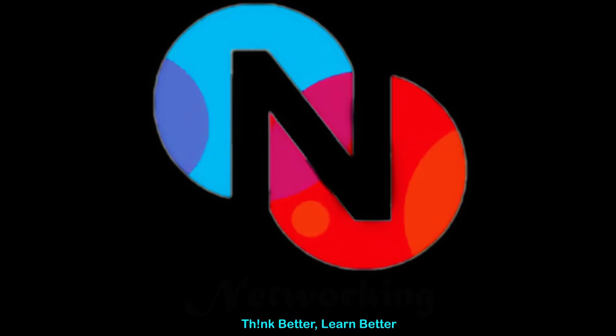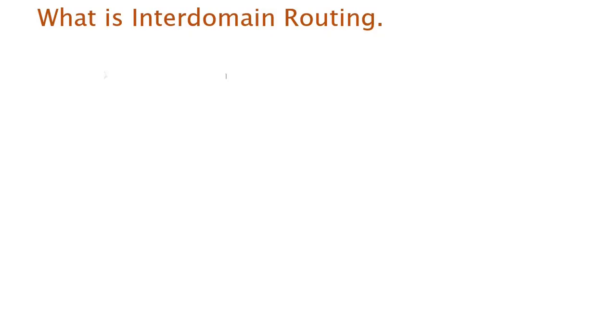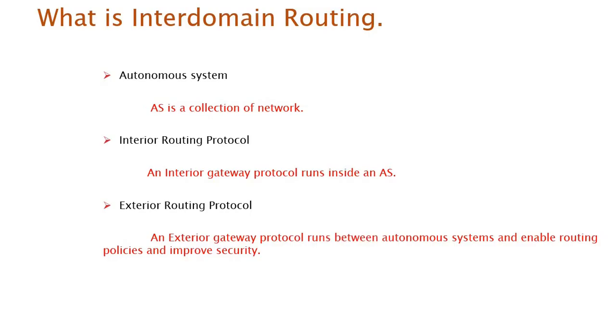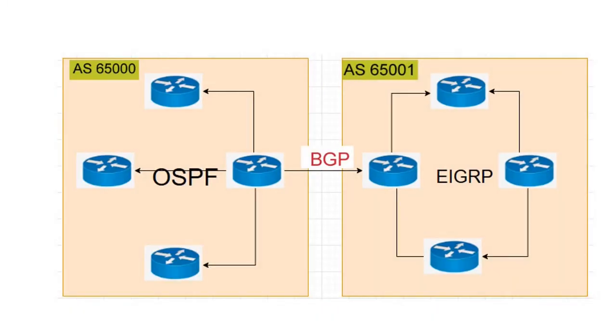Let's get started. What is interdomain routing? There are a few things you have to know about it: autonomous system, interior routing protocol and exterior routing protocol. What are these? An autonomous system is nothing but a collection of networks. An interior routing protocol is an IGP protocol which runs inside an AS, whereas exterior gateway protocols run between autonomous systems, which enables routing policies as well as security.